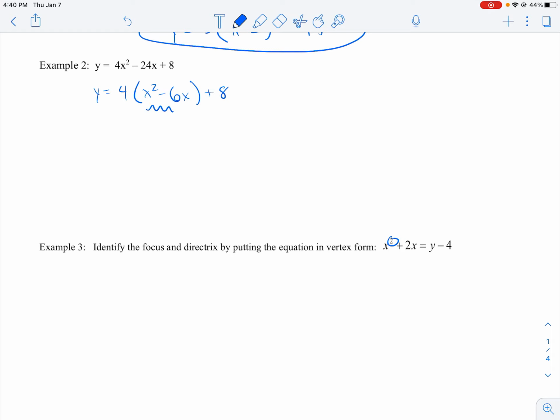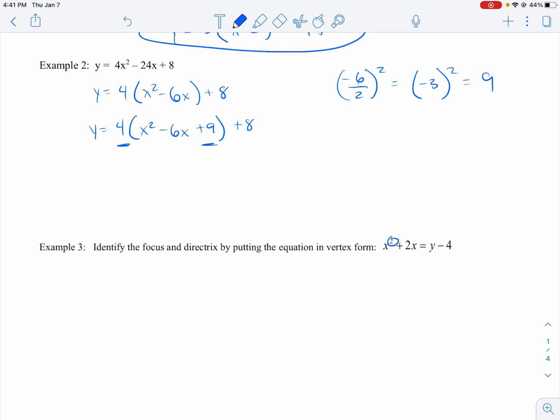Again, we're just trying to get it so that we get this by itself so we can utilize that completing the square. So I'm going to go negative 6 divided by 2, which is going to be a negative 3. Negative 3 squared is 9, and so I'm going to go y is equal to 4x squared minus 6x plus 9 plus 8, and then because I added, not technically 9 here, what I really added was 4 times 9, which is 36.